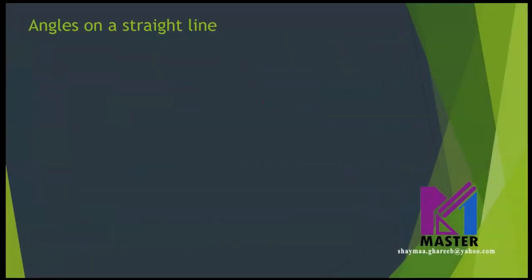Let's start by revising angles on a straight line. We said before in the previous videos that angles on a straight line total 180 degrees. Look at this example. We have a straight line, which is the same as a straight angle, and it's divided into two angles. One of them is 65. So can we calculate the second one? Yes, by subtracting the 65 from the 180 degrees. So 180 minus 65 equals 115 degrees, which is the size of angle C.